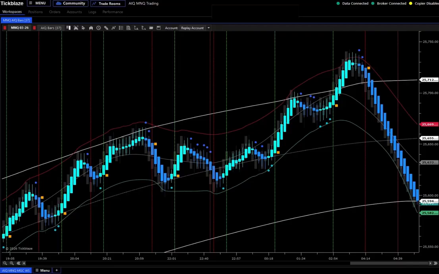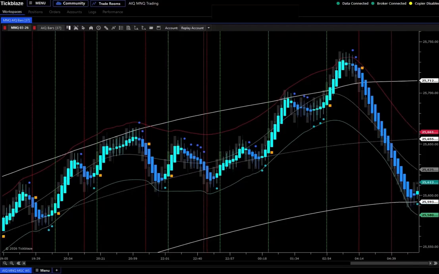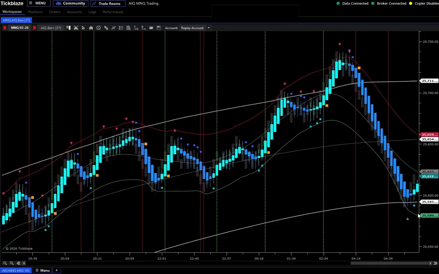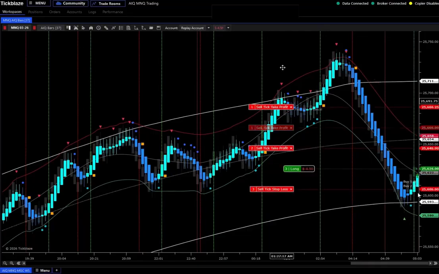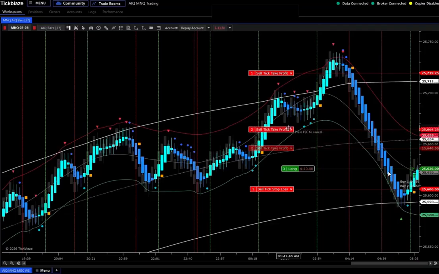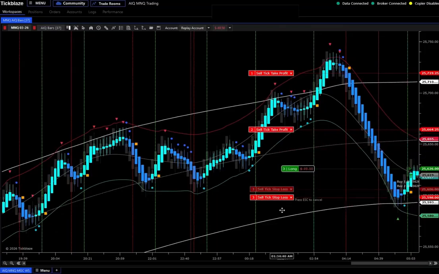As you can see, as time moves on, I'm waiting for the first set of signals. Usually I get a triangle, then a dot. To me, that's ready, set, and then when I get the orange square, I go. I go ahead and enter at market. I'll put a quantity of 3 on the chart right off the bat.